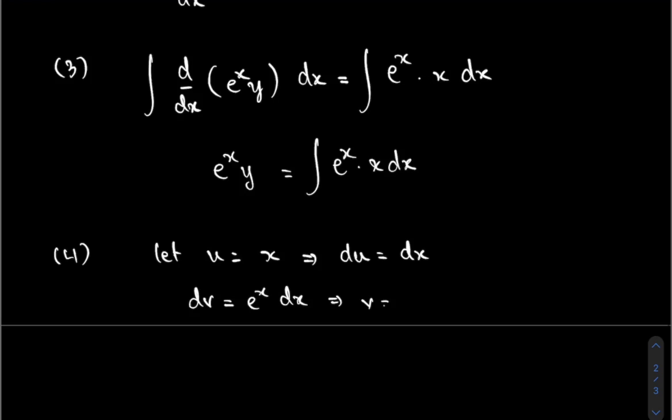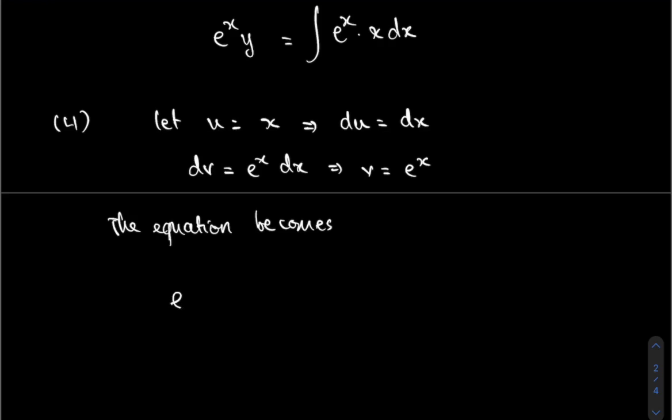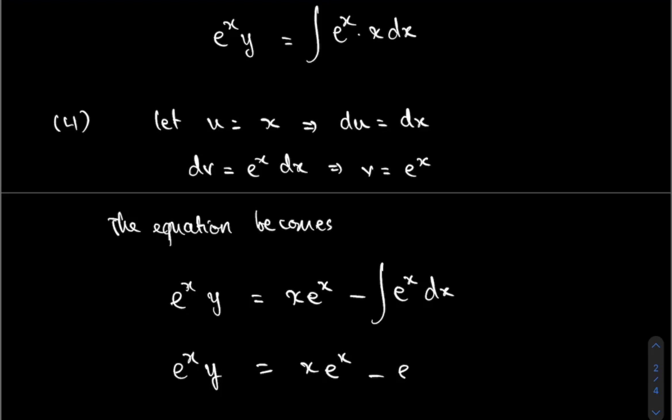This gives me v equal to e to the x. So therefore, the equation becomes e to the x times y equal to x times e to the x minus the integral of e to the x dx. Now, the integral on the right-hand side is very straightforward. The antiderivative of e to the x is just e to the x. So now we arrive at e to the x times y equal to x times e to the x minus e to the x plus a constant c.